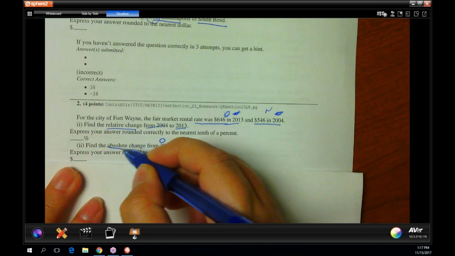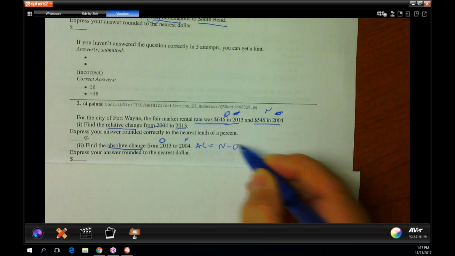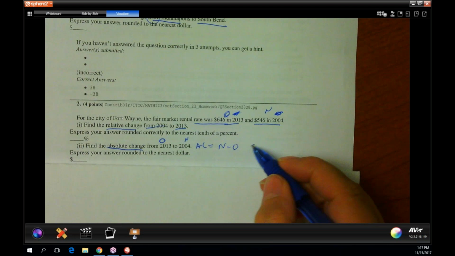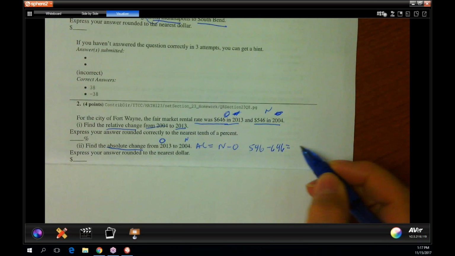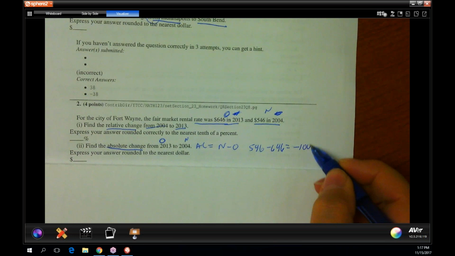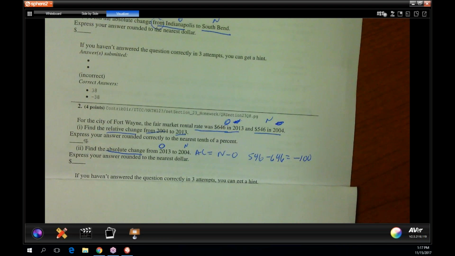And all they want is absolute change. New minus old. So all we have is minus 100. Okay. Just got to know the vocabulary, know your formulas, and label them.